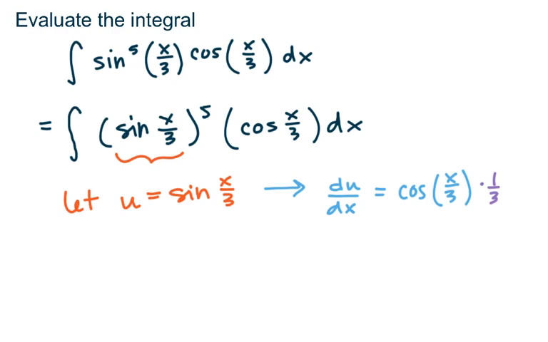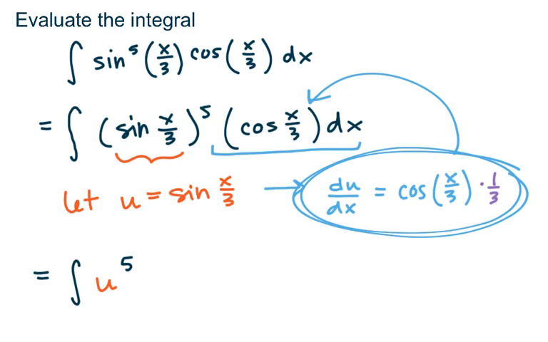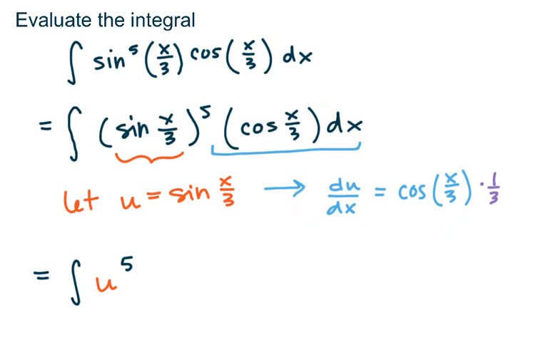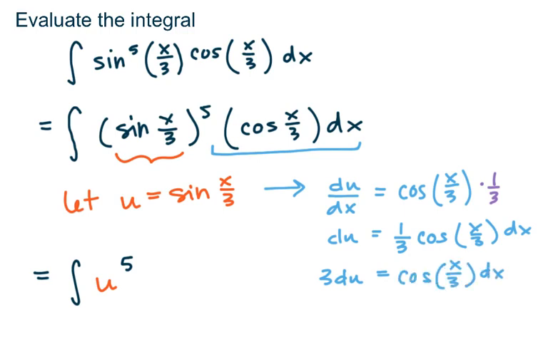All right, so if I start trying to substitute, I get the integral of u to the fifth. And I need to determine how to deal with this. I need this piece to look exactly like what I've underlined here. I need only cosine of x over 3 dx. So how am I going to do that? Well, I could multiply the dx over. This is the same as du equals 1/3 cosine of x over 3 dx. And then I could multiply by 3 on both sides. 3 du equals cosine of x over 3 dx.